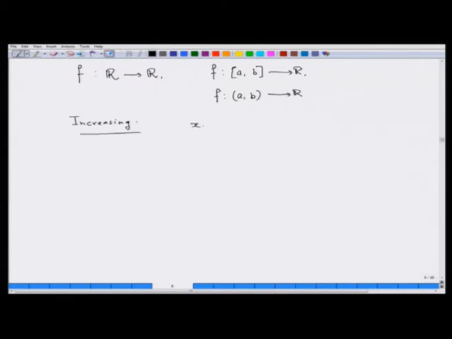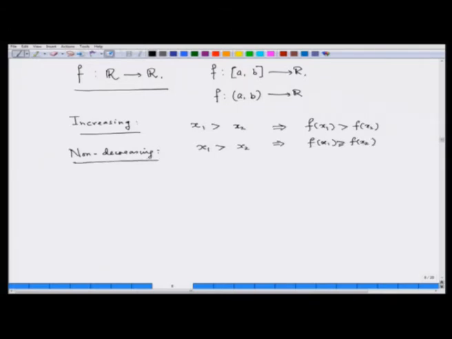So, if I take a function from real numbers to real numbers, R to R, and if I take x1 bigger than x2, whenever this happens, if I have f of x1 strictly bigger than f of x2, I say that the function is increasing. There is also a concept called non-decreasing, which says that if x1 is strictly bigger than x2, the function value at x1 can be strictly bigger than f of x2, or can remain the same.